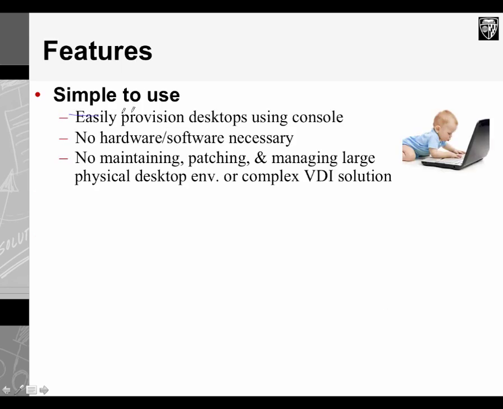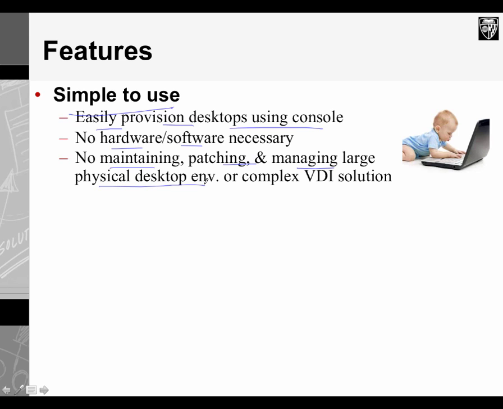So what are the features? It's simple to use. When I say it's simple to use, it's easy to provision desktops using your console. It's as simple as going to the AWS console and launching a desktop. You don't really need any hardware or software because the hardware is a virtual machine that's in the cloud and the software is really the operating system that's also in the cloud. There is no maintaining, patching, and management of large physical desktop environments.